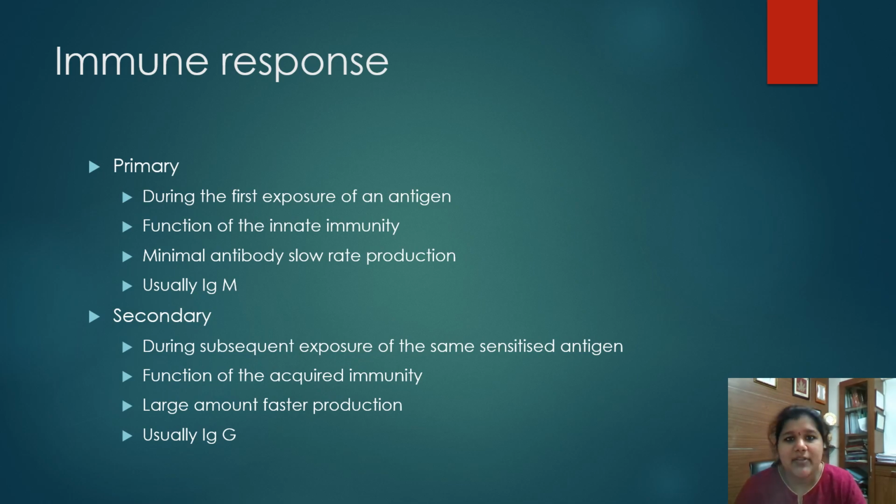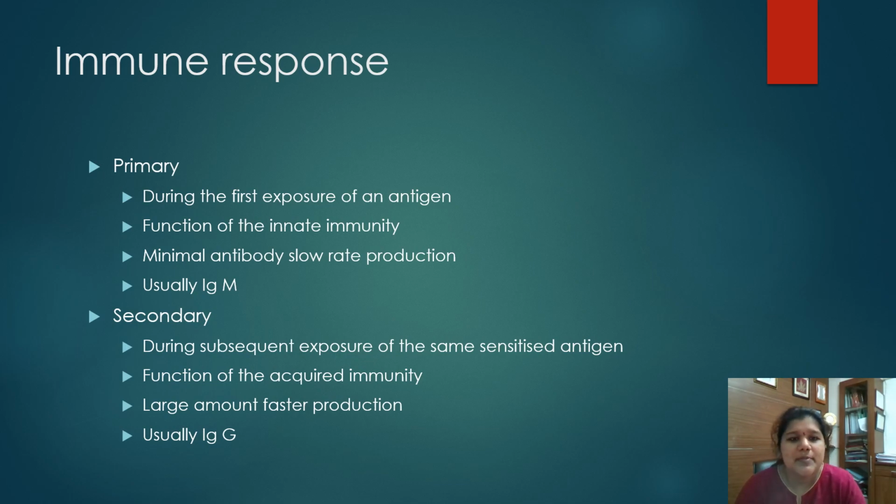It is a function of the innate immunity. We saw in detail about innate immunity in the previous video. Now, usually what happens in the primary immune response is that there is a smaller number of antibodies produced and the rate of production is also low. The antibody usually produced in the primary immune response is of IgM type. We'll see about antibodies in the further videos.